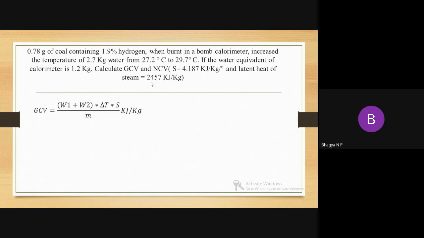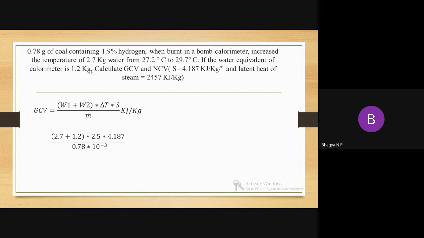So GCV equation is (W1 plus W2) into delta T into S divided by M. Then on substitution, W1 is the amount of water present in the sample, so that is 2.7 kg. W2 is water equivalent 1.2 into delta T is 2.5. We have to take the difference between the two temperatures. Initial temperature is given, final temperature value is given, and S is specific heat of water. So divided by mass of fuel is 0.78 gram.